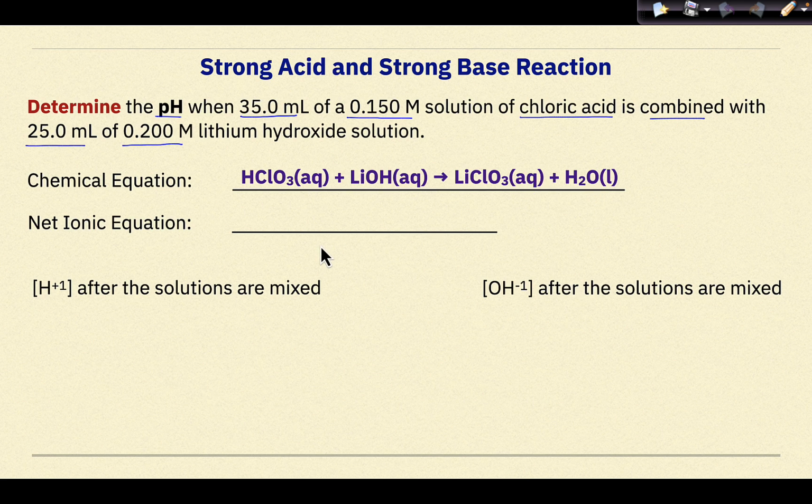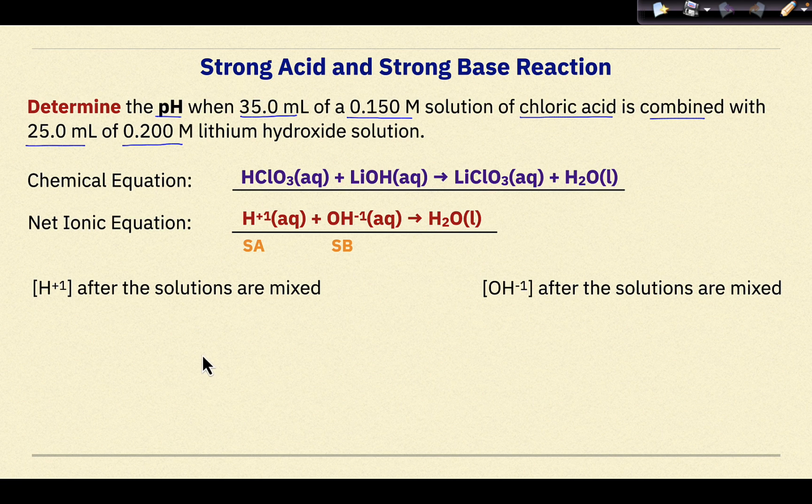The net ionic equation here is H+ plus OH- yields H2O, as H+ represents our strong acid and the OH- represents our strong base, and since they are in a 1-to-1 ratio, they will neutralize each other to form water.